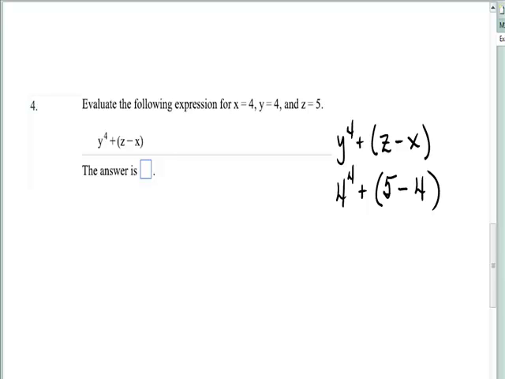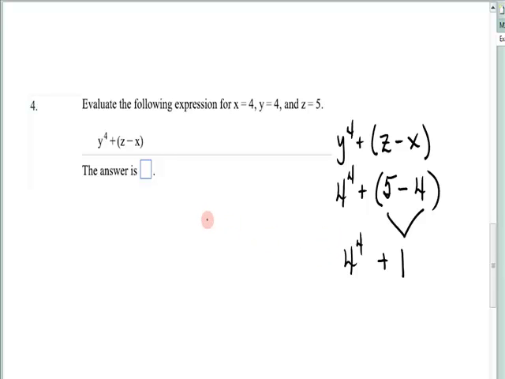All right, so now I've substituted in the numbers, and now I'm going to do the order of operations. Parentheses has the highest priority. I have 5 minus 4, which is 1. I don't need the parentheses anymore, so I have 4 to the fourth power plus 1.